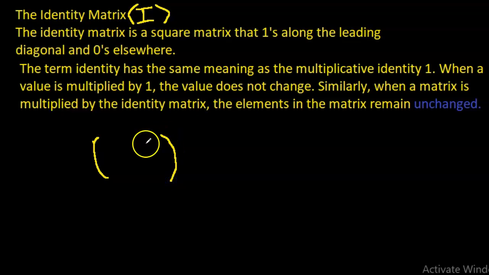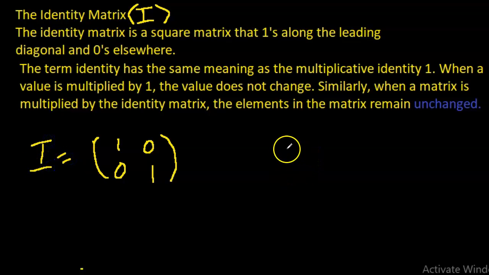So for example, we're looking at the case with a 2 by 2. So 1 along the leading diagonal and 0 elsewhere. Good? So the leading diagonal descending from left to right. So this is the identity matrix and we call it I. That's the identity matrix for the 2 by 2.